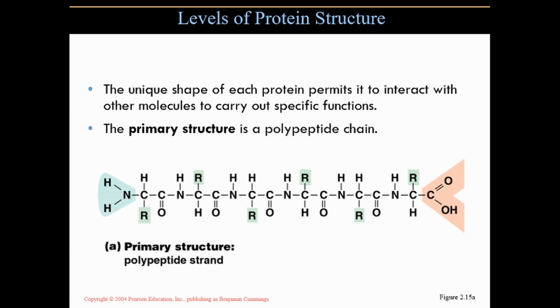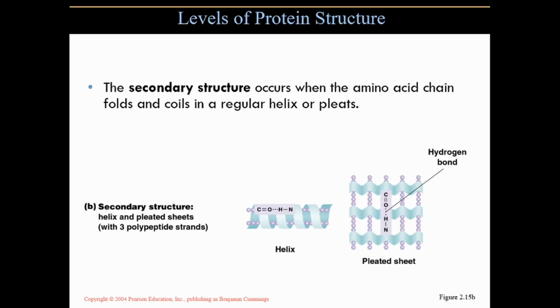And what makes each amino acid different? It's the R group. That's what makes one of them look different, has a different element in it, has a slightly different functionality to it. And so this is what DNA is calling. It's calling for each of these amino acids to be joined together at the ribosome through the process of translation. One amino acid comes in, another amino acid comes in, and it gets built up. And depending on what amino acids are making up the protein, that will dictate what the protein's function is. So this is the initial level, the primary structure level. The secondary structure occurs when the amino acid chain folds and coils into a regular helix, or what are called pleats.